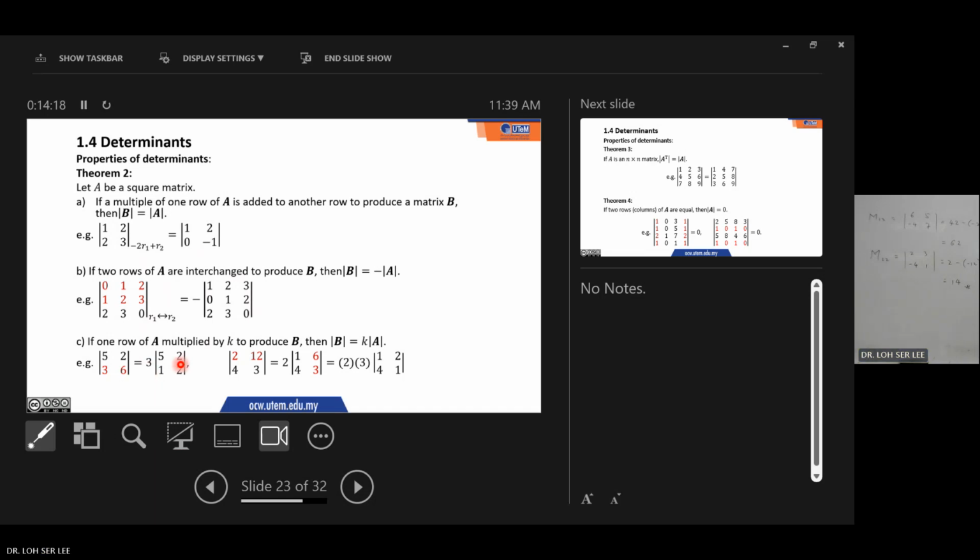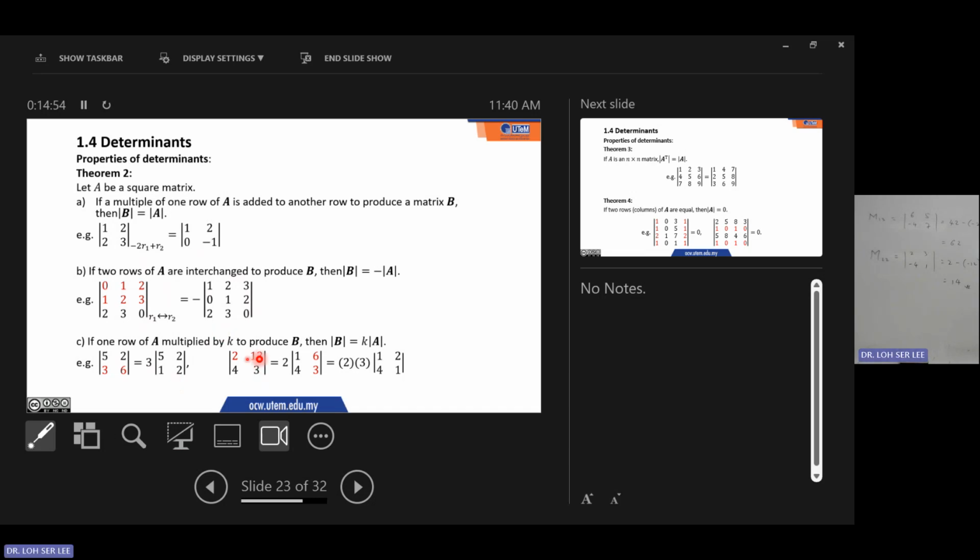The third one is if we factorize any of the rows. For example, this is the original matrix. We factorize 3 from row 2, so we have 1 and 2 here, but the value that we factorize will be here, even though we just factorize from one row. So you see the determinant will be changed into 3 times the determinant of this new matrix.